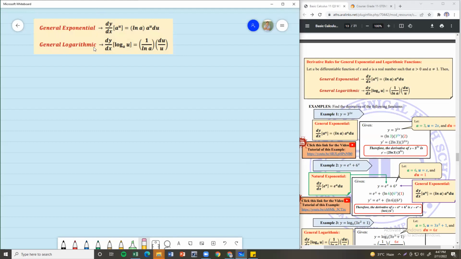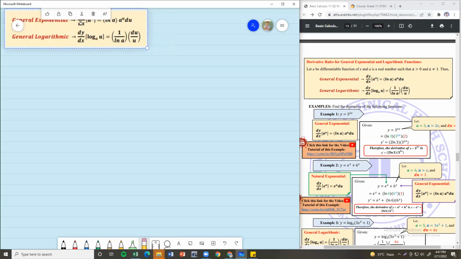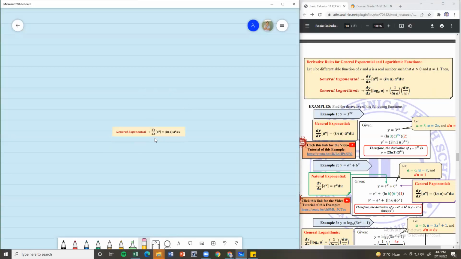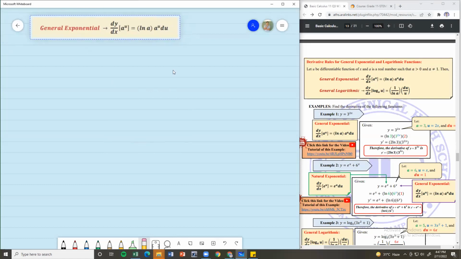Let's start with the general exponential. Let me remove the general logarithmic first. Let's start with this. Don't worry, it's just easy. Okay. A is actually a number and it should be greater than 0. Remember that. And it should not be equal to 1. Because if it's just 1, it cannot be used here. Okay? So, what are those numbers?